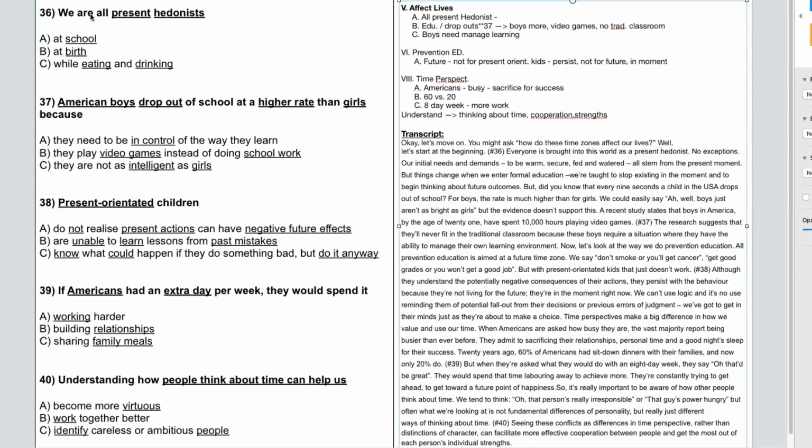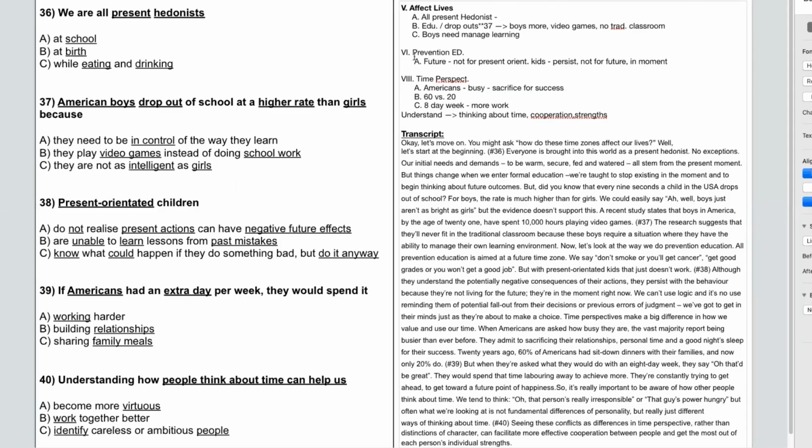All right, now we see we are all present hedonists here. And I did not write an important keyword on purpose because I wanted to show you how to use process of elimination if you really don't know the answer. Now, there is a keyword that I could have written here, but let's say I didn't and I don't remember because I was listening to an earlier section or I wasn't paying attention. We have the options school, birth, eating, and drinking.